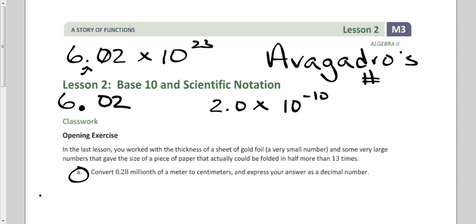And what does this mean? Well, it means I take that decimal point and I move it how many places, Isabel? How many places am I moving this decimal point right here? 10 places. Which way am I moving it, Nick? To the left. So negative means I move it to the left. Positive means I move it which way, Liv? To the right.